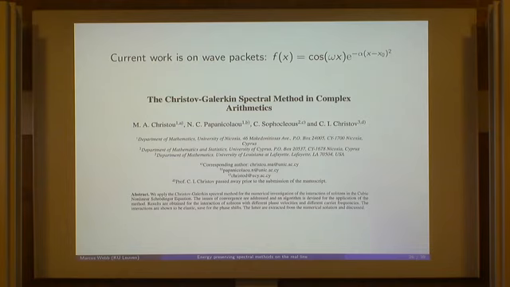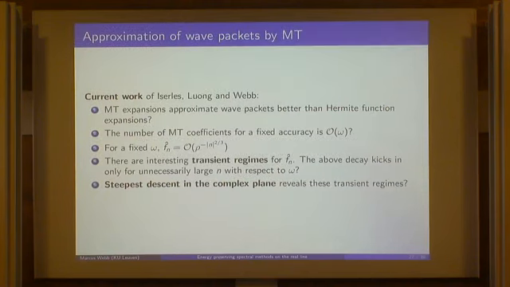Functions of this form, how well do they approximate? This is our current work. Are Malmquist-Takenaka expansions better than Hermite functions at approximating wave packets? You wouldn't think so, because Hermite functions decay like e to the minus x squared. So does a wave packet. It's a good match. But actually, I'll show you the next slide to say there's some evidence that Malmquist-Takenaka is better at approximating wave packets.